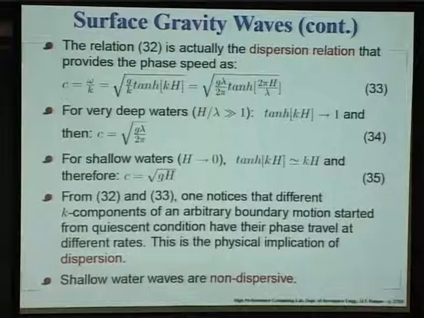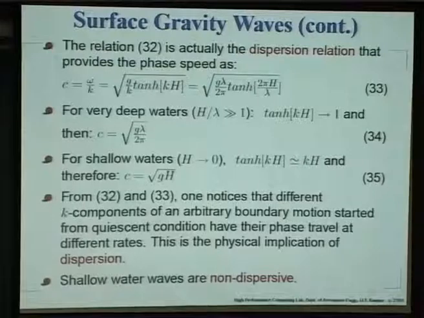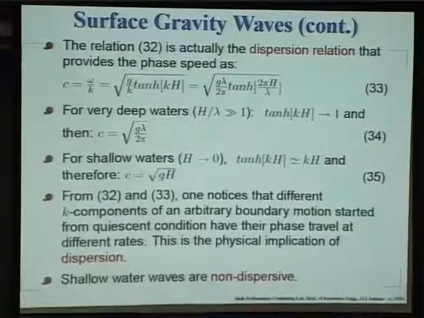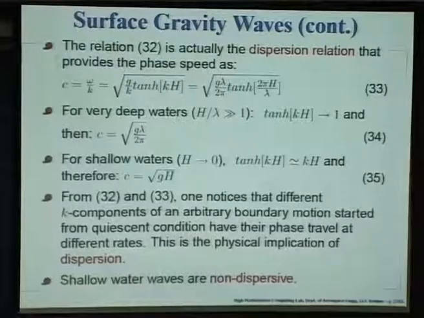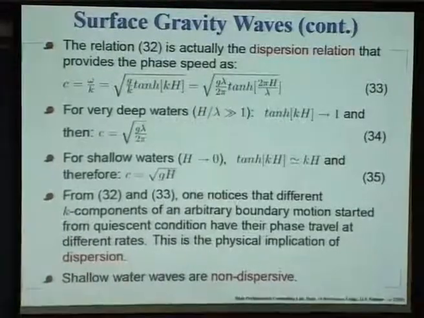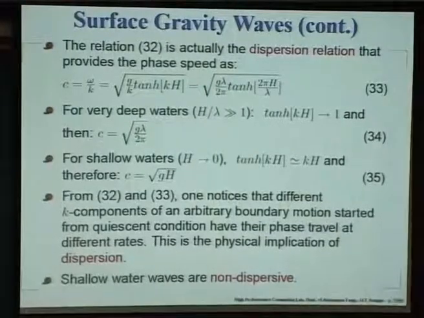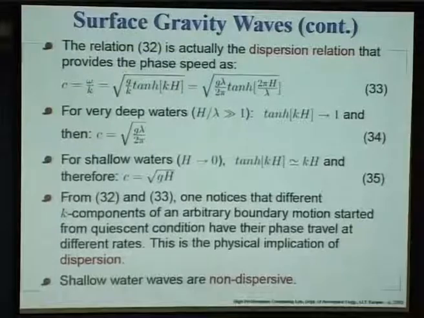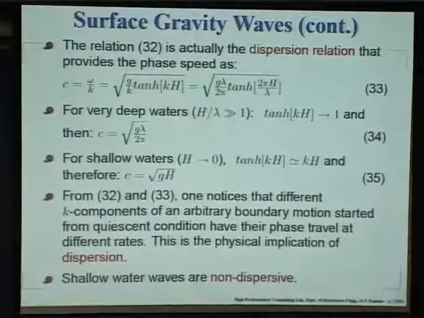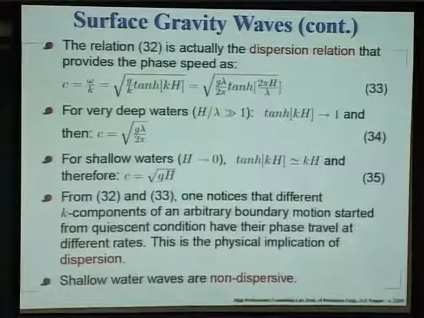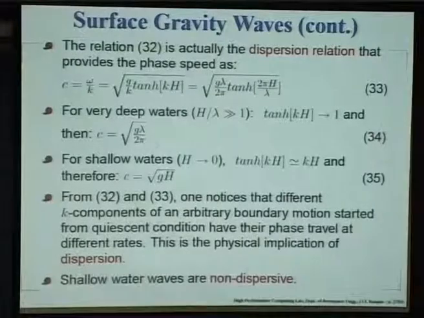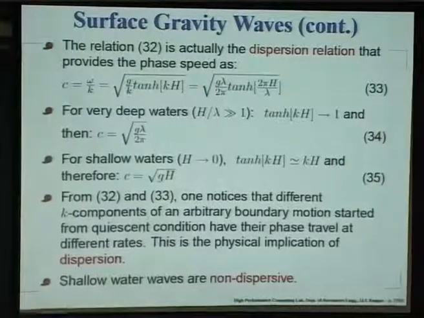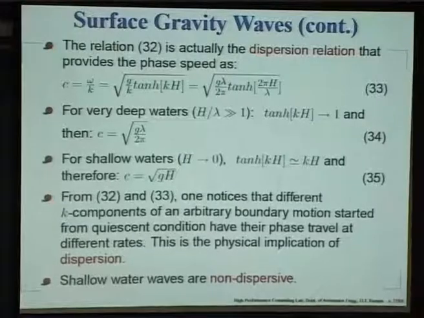And for shallow water, on the other extreme, h is negligibly small, so that tan hyperbolic kh can be approximated to kh, and if you do that, you notice that the k will cancel out and you get this. Now, I waited this long to explain to you the meaning of dispersion, which you would see if you compare the expressions given in 34 and 35. In 34, what you are seeing is that C is a function of k. So, different k components will have their phase varying at different rates, whereas if you look at the shallow water case, all k components will go at the same rate.